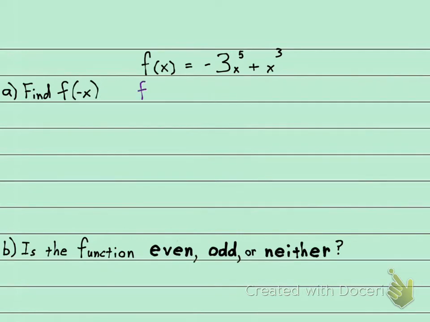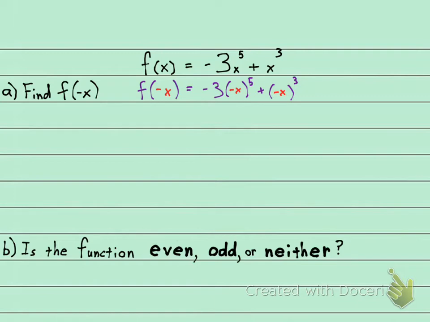The f of negative x, I'm going to put it in red so you can see where I plug it in. The f of x equals negative 3x to the fifth plus x to the third. So all I did was rewrite what was up here, but I left a blank where I'm going to drop in whatever I'm replacing for my x. In this case, I'm going to put in a negative x here and a negative x here.